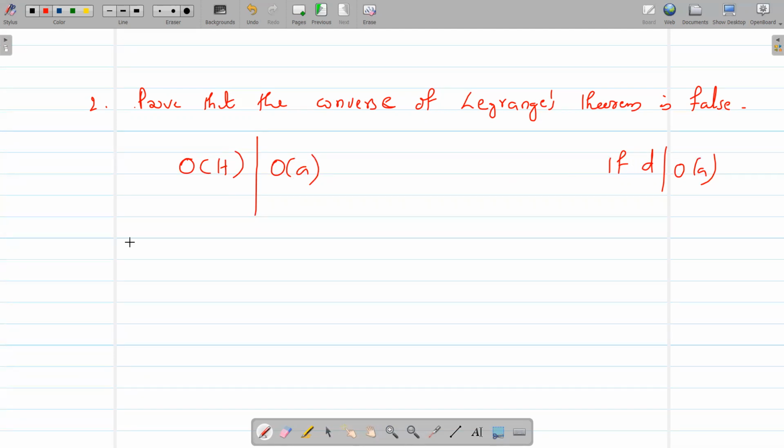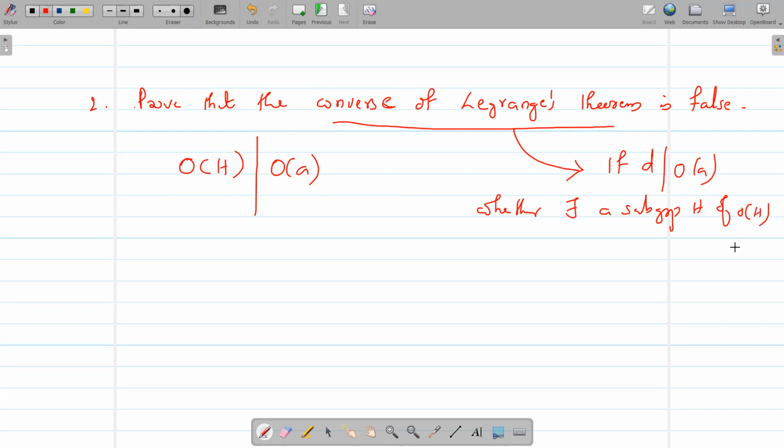So the converse of Lagrange's theorem is this: if d divides order of G, whether there exists a subgroup H of G with order of H equal to d. G ക്ക് അങ്ങനെ ഒരു സബ്ഗ്രൂപ്പ് ഉണ്ടാകുമോ? This is the question. So we will prove that this is not true in general.